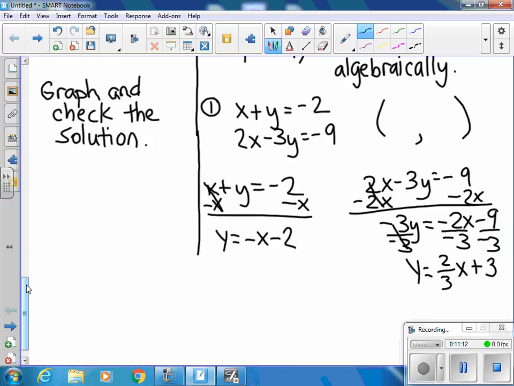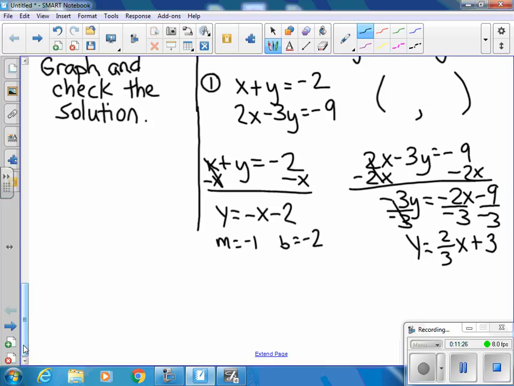So now I'm going to go to my graph paper. And before you go and use that graph paper, you might want to identify your m and b if that helps you out. The m in this first one is negative 1, the b is negative 2. Because that does help us graph. And then the second one, the m is positive 2/3, and the b is positive 3. So we're going to switch to the graph paper and take a look at what these two lines look like so we can come up with that ordered pair.